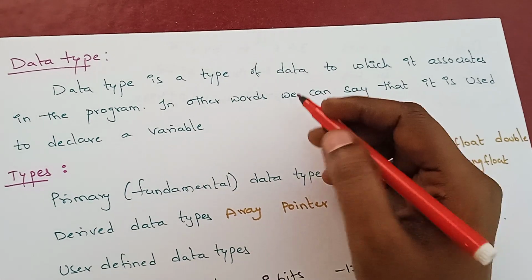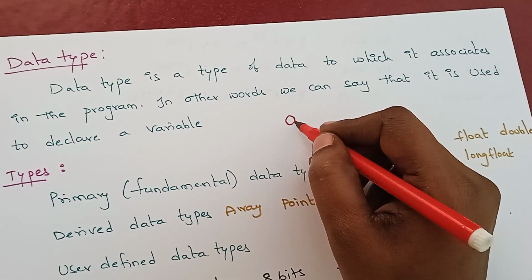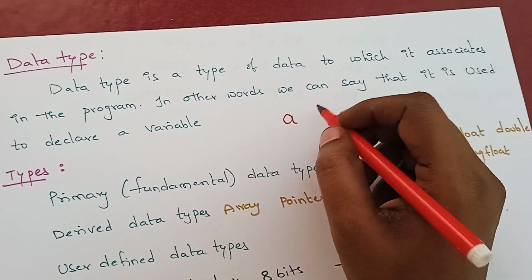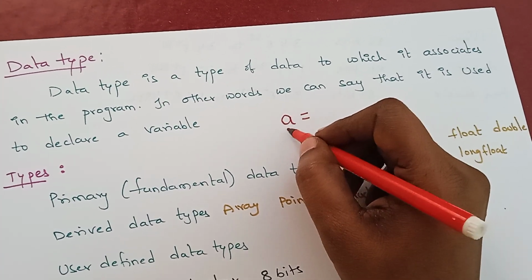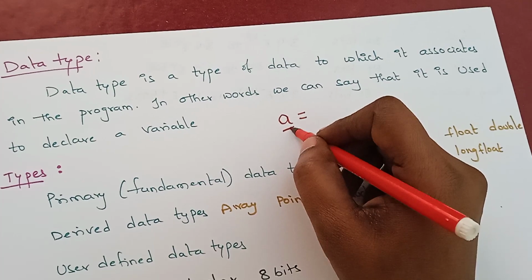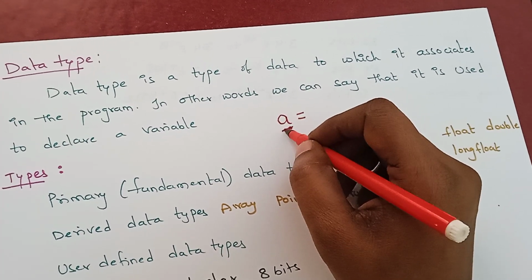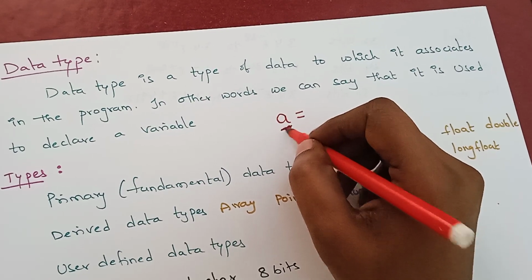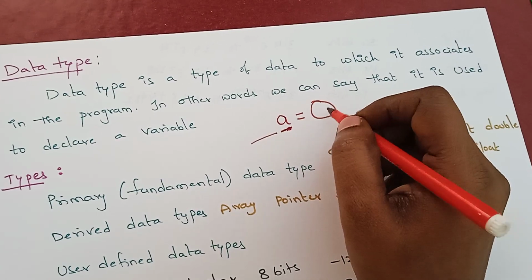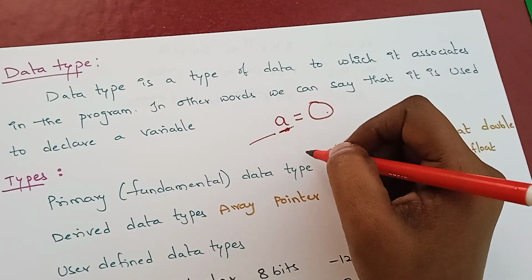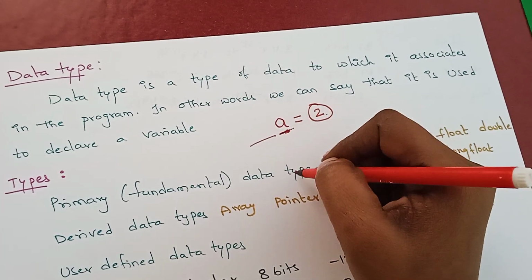So generally we will be declaring a variable. In the previous video we discussed what a variable is and how a value will be assigned to a variable. Now let us take the example that I have given. I wanted to use this variable in my program. So this variable will be associated to some data type depending upon the value it is going to store in this variable. Let us suppose that I wanted to give this 2.